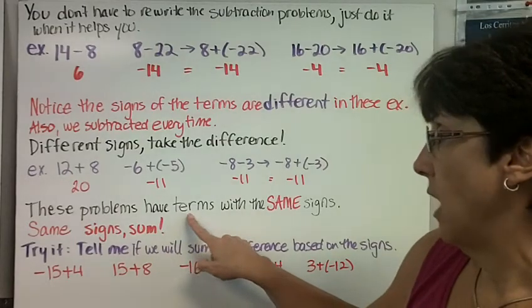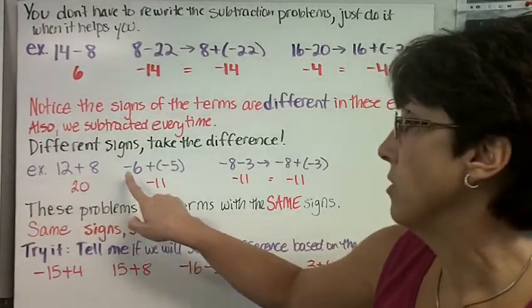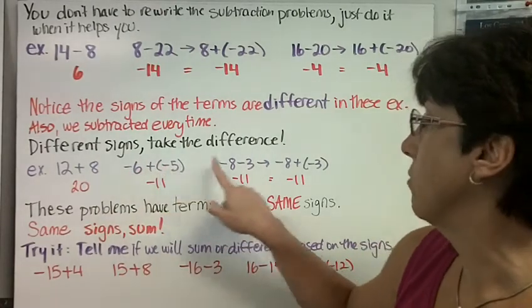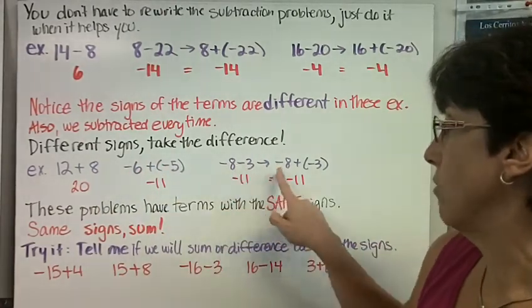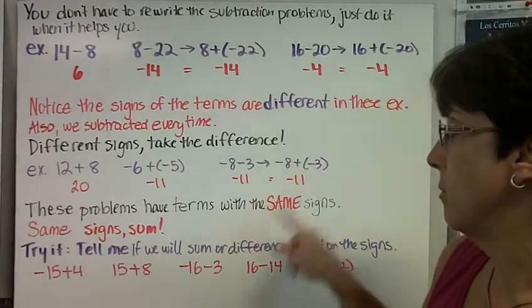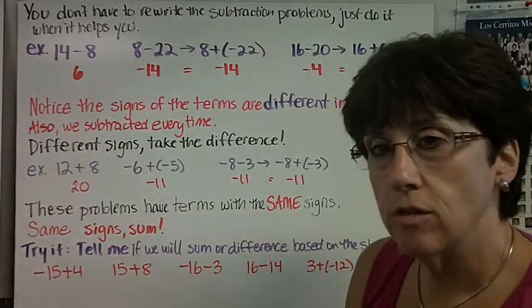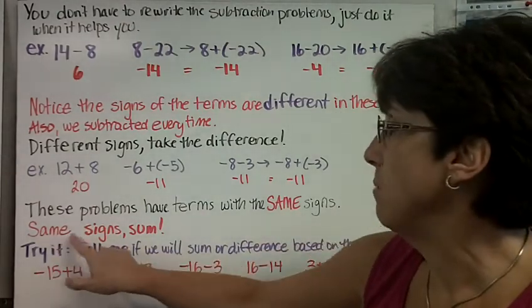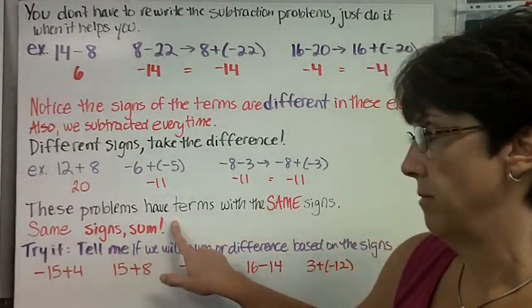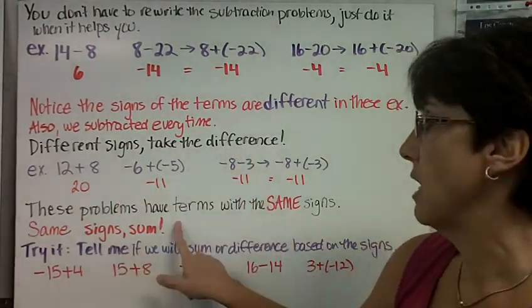These problems have terms with the same signs. Positive, positive, negative, negative, negative, negative, which you can more easily see when you rewrite it as an addition problem. So since they have the same sign, here's the alliteration for that. If they have the same signs, you sum. So different signs, take the difference, same signs, sum.